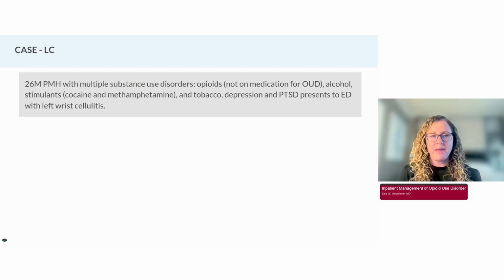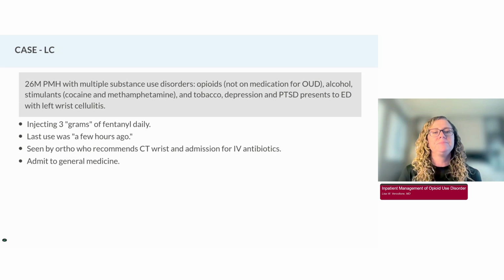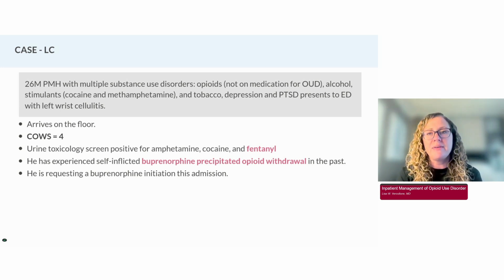So let's talk about a case. We have a 26-year-old man with a past medical history of multiple substance use disorders, including opioids. He has depression, PTSD, and he's presented to the ED with left wrist cellulitis. He tells you that he's been injecting about 3 grams of fentanyl daily. Last use was a few hours ago. He's seen by ortho. Ortho wants to get a CT of his wrist, but they think he needs to come in for IV antibiotics, so he needs to go to general medicine, not their team. And he arrives to the floor.